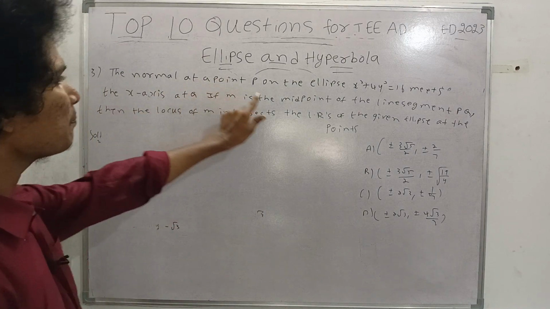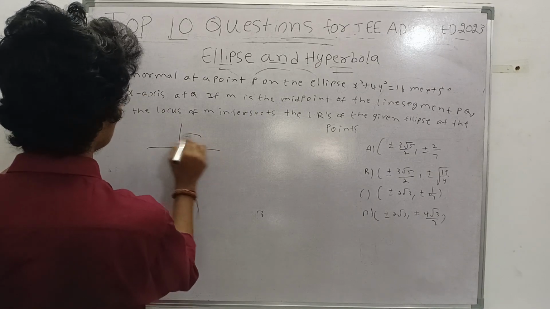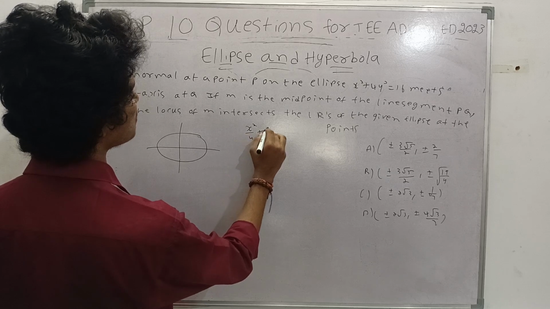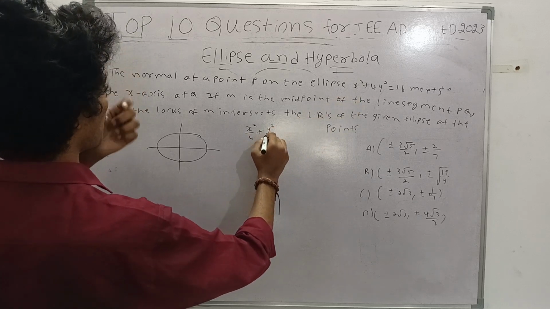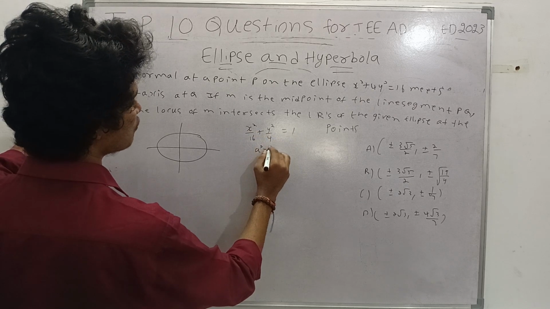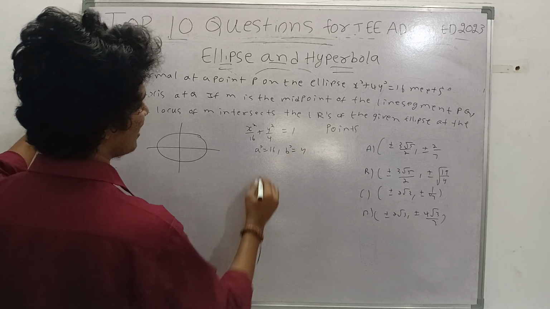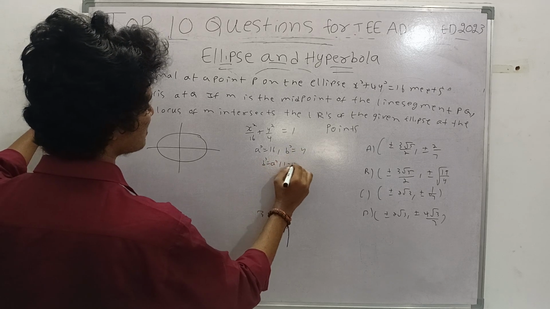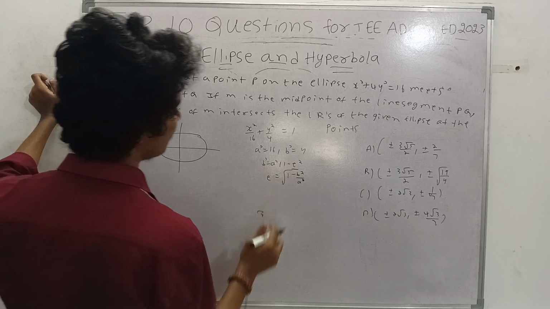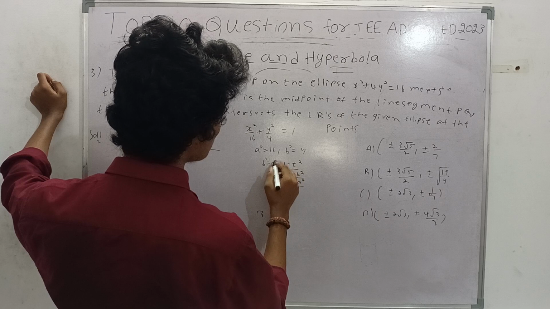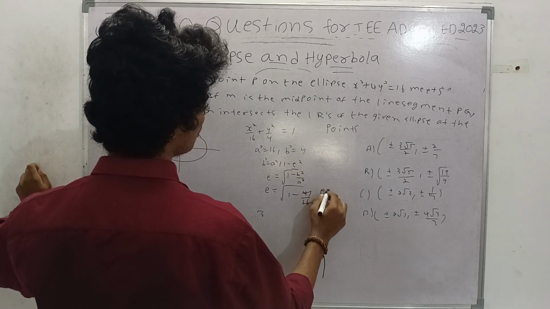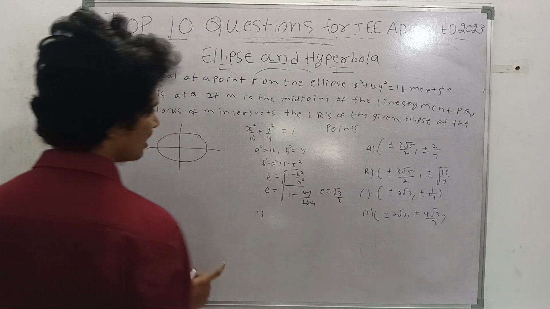The normal at the point P on the ellipse, they given one ellipse. This is that ellipse, x square by 16 plus y square by 4 equal to 1. Here a square equal to 16, b square equal to 4, and for eccentricity, b square equal to a square into 1 minus e square. So e equal to root of 1 minus b square by a square. What is b square here? It is 4. What is a square? 16. 1 minus 1 by 4, it will be e equal to root 3 by 2.